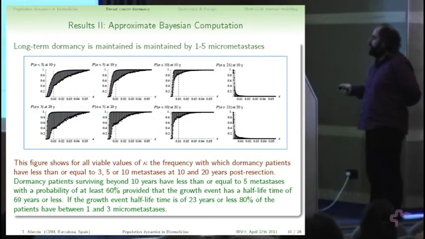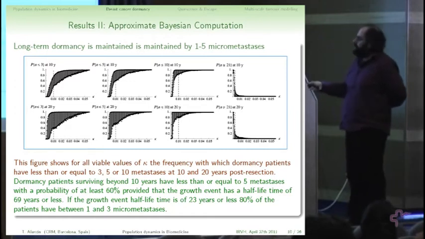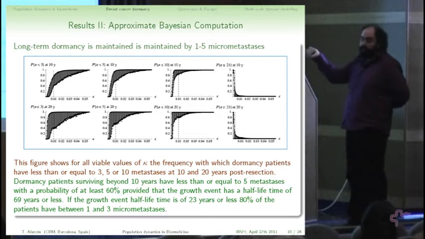And we checked that it seems it is compatible with the data that long-term dormancy is maintained by 1 to 5 micrometastases. So basically, these are the results of the Bayesian analysis. And what this figure shows is, for all viable values of the rate at which the growth event occurs, we plot the frequency with which these dormancy patients have less than or equal to 3, 5, or 10 metastases. This is for 10 years after resection, and this is for 20 years after resection.